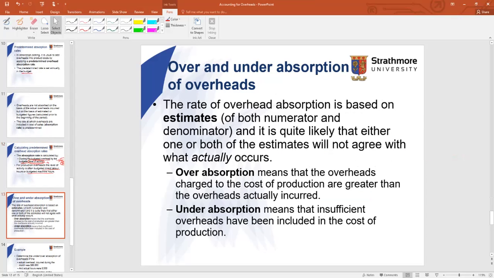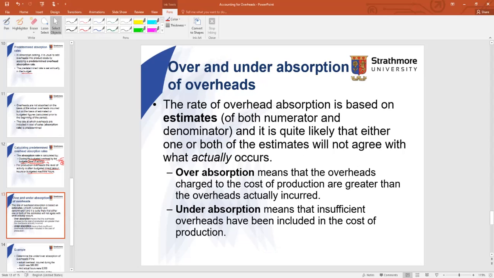Since we are not using the actual overhead but a predetermined rate, in reality you may have cases where what was budgeted is not the actual amount you pay. Therefore, you may have either an over absorption or an under absorption of the overhead, because don't forget, we are using a predetermined rate. These are forecasts, budgets, which might vary from the actual.